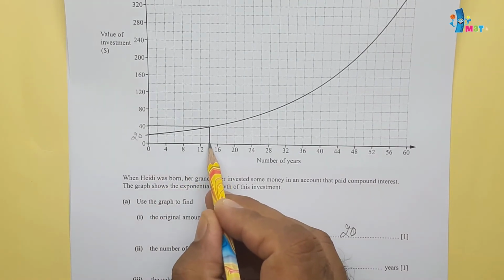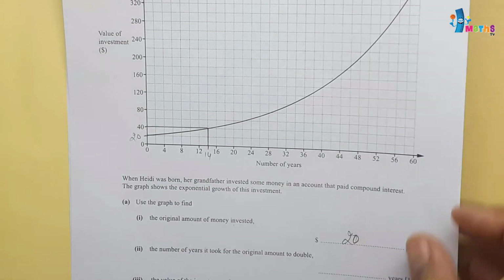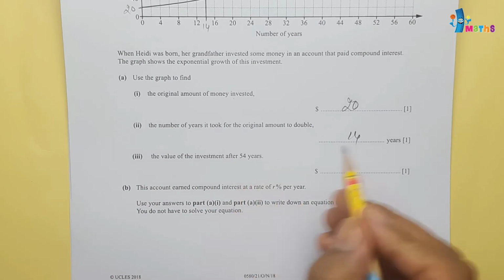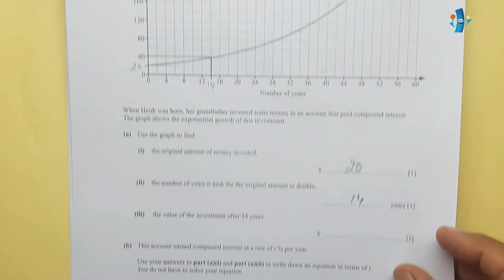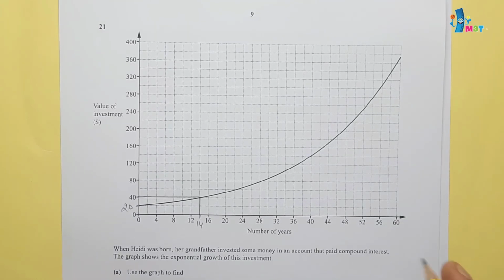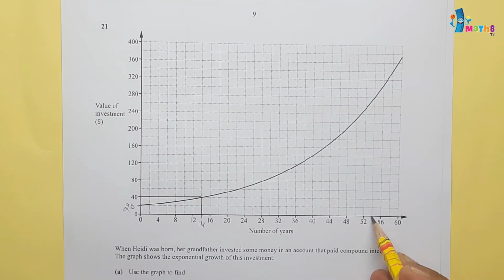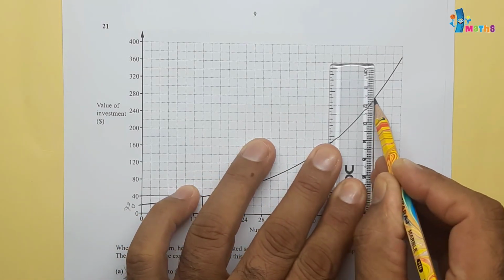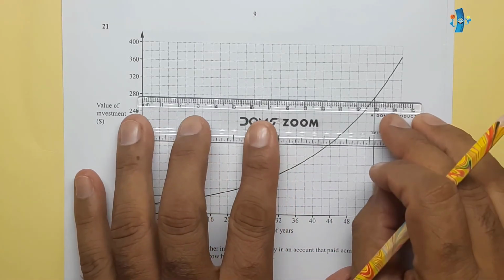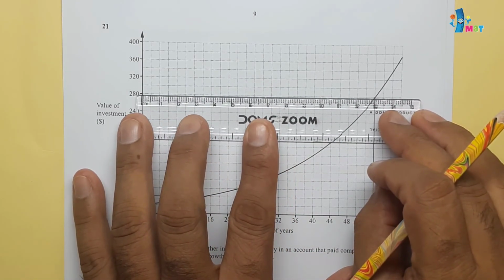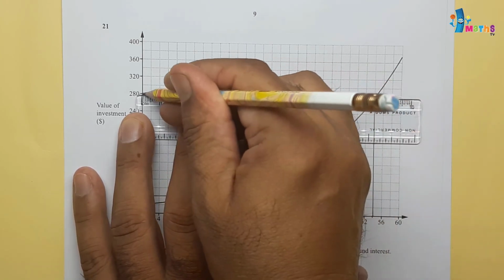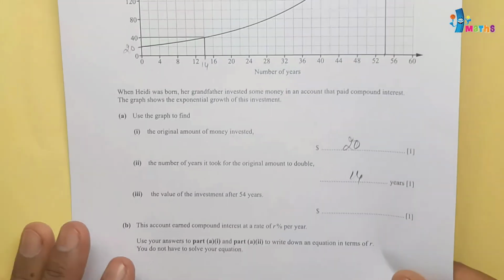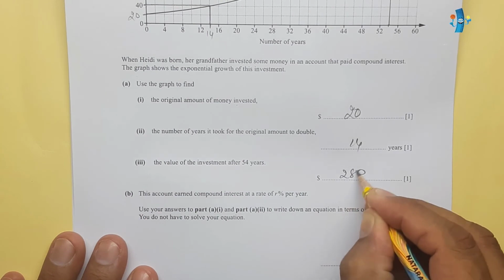And this is how much duration it is taking. In between 12 and 16 will be how much? 14, right? So we can write here 14. The value of the investment after 54 years. So after 54 years, 52 is this one, 54 will be this point. So for the investment after 54 years, we can check from here, and this will be 280. So we can write this answer at the proper location over here, it's 280.